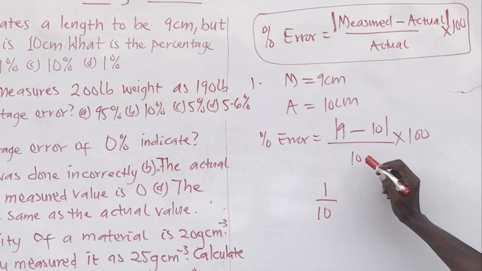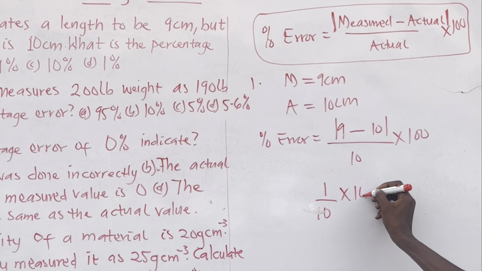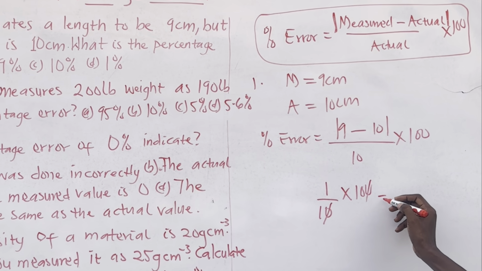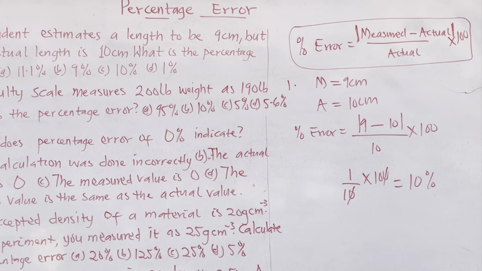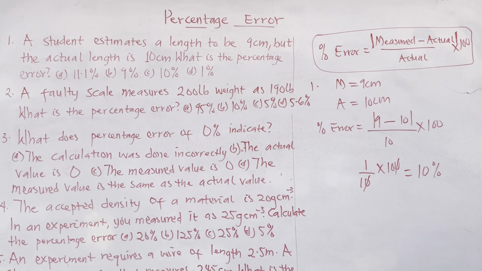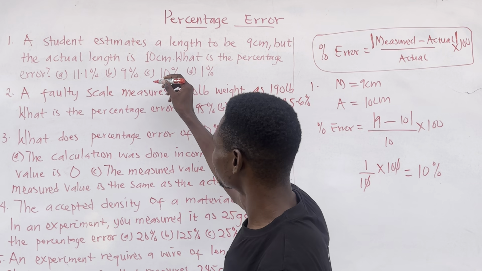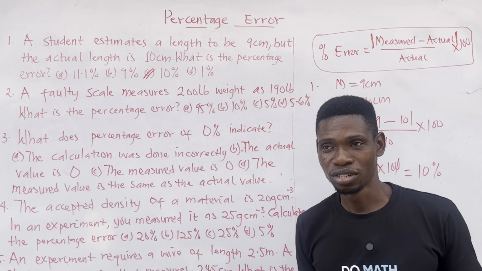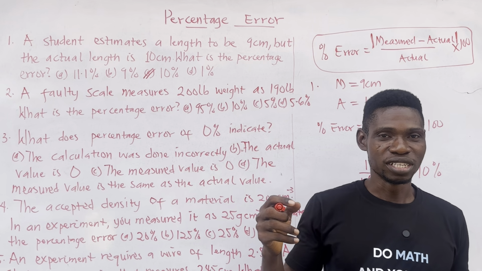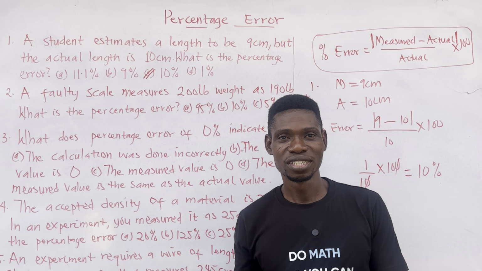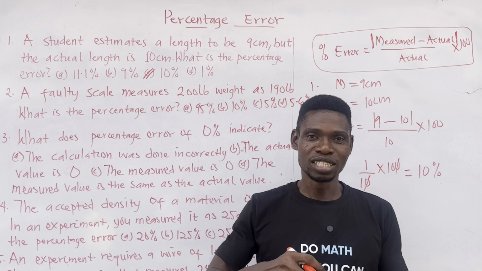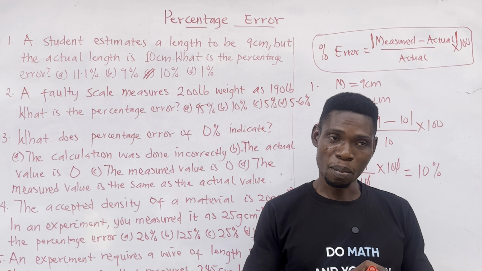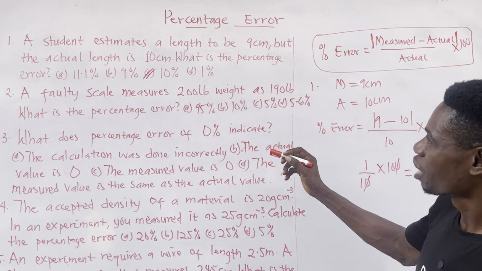So 1 over 10 multiplied by 100. 0 cancels 0, we have 10% there. So our correct answer here will be option C. So percentage error problems are pretty straightforward. Just know the actual, know the measured, get the difference, divide it by the actual value, and multiply by 100. That will give you the percentage error. So that was number one.